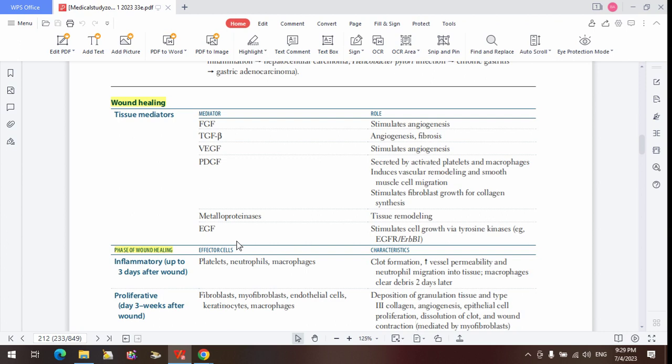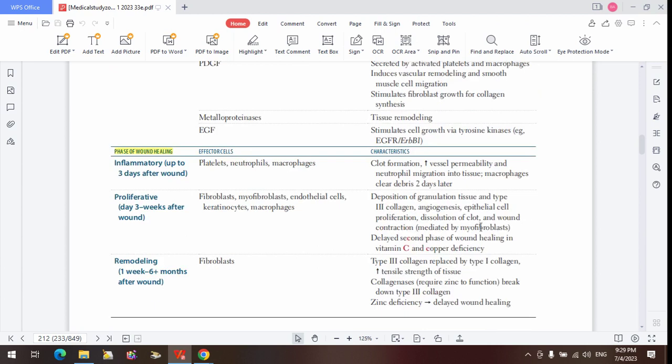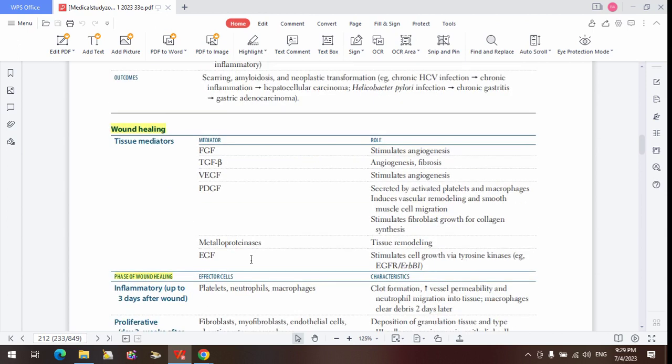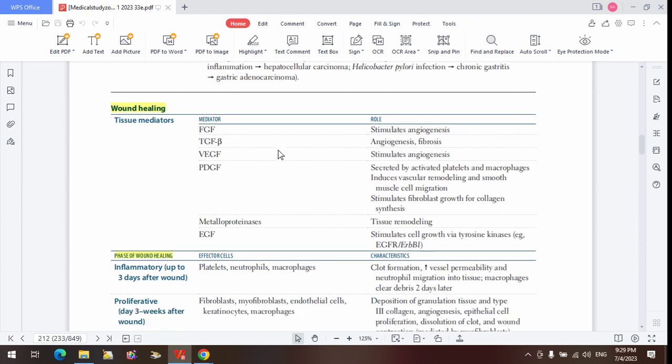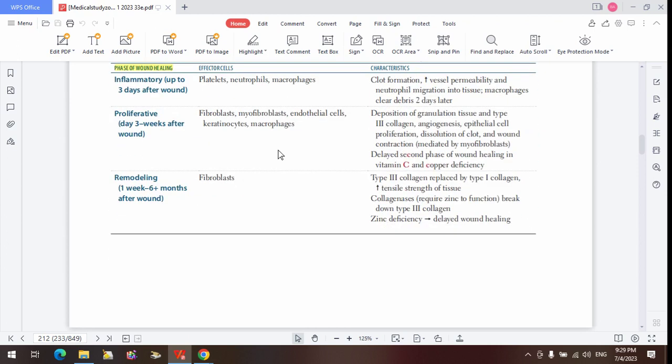Then the last one is epithelial growth factor. That is the one present within the keratinocyte that allows proliferation of our epithelial cells for final epithelialization of the wound. So once you're able to remember all these phases, you'll be able to figure out what the mediators are doing. That's basically everything about it.